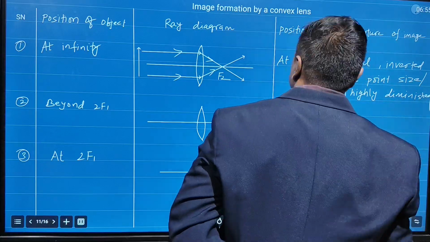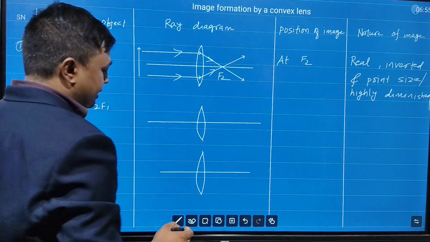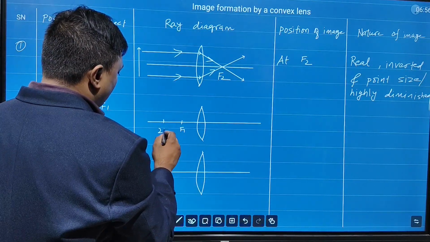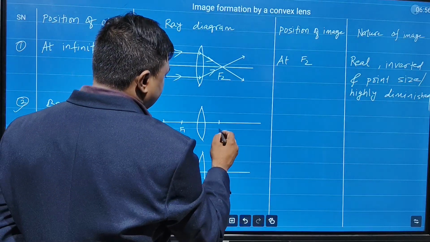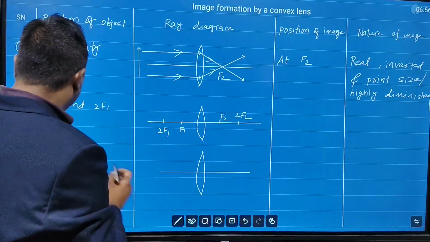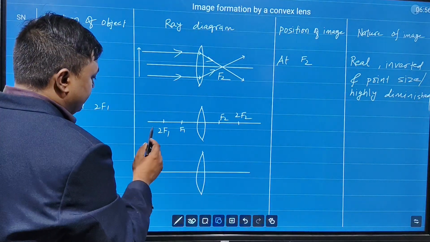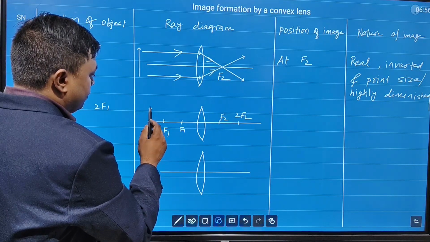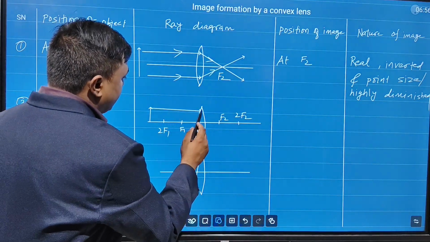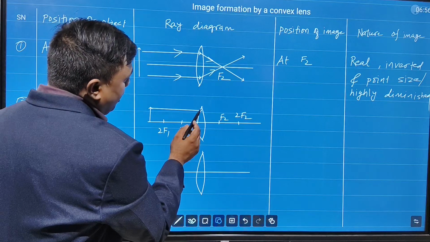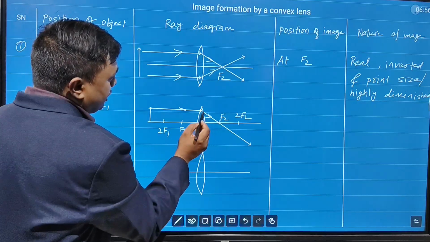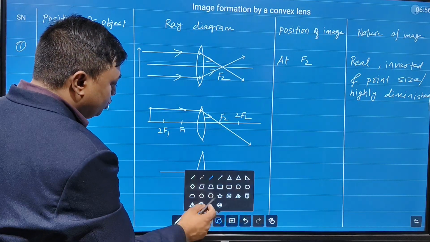Next case. Here this point is f1 and this point is 2f1. On this side is f2, and here is 2f2. So the object is beyond 2f1. Consider the object placed here, beyond 2f1. You have to take two light rays for the image formation. First, a ray parallel to the principal axis: the rule says that after refraction it will pass through the focus. Second, you take a ray passing through the optical center.